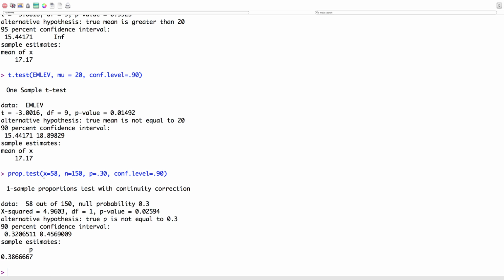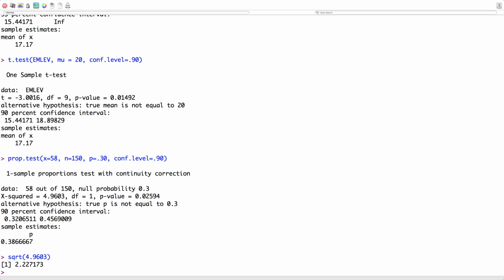The first thing you're going to see is that your output is going to be a little different. It's going to give you your chi-squared statistic. And when you run this on your graphing calculator, you're not going to get 4.96. But if you take the square root of 4.9603, you're going to get the z statistic that's presented on the calculator. This models the one proportion z-test with the chi-square distribution.